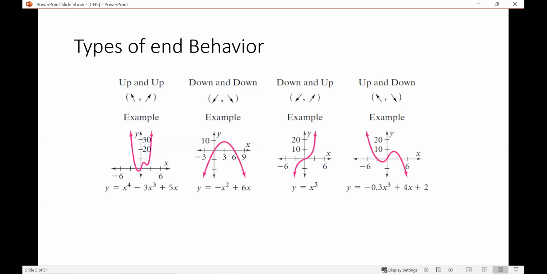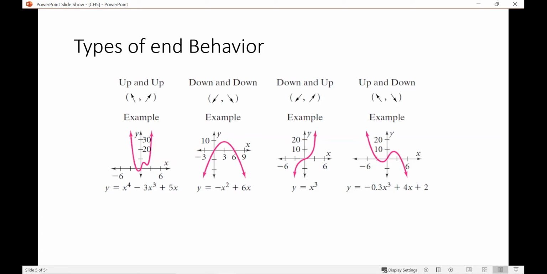When we have an even degree polynomial, the end behavior is going to be the same in the positive and negative direction. So it's either both going to go up or both going to go down. Now, in the second two examples, if our polynomial is of odd degree, they're going to go in opposite directions. So either down and up or up and down.